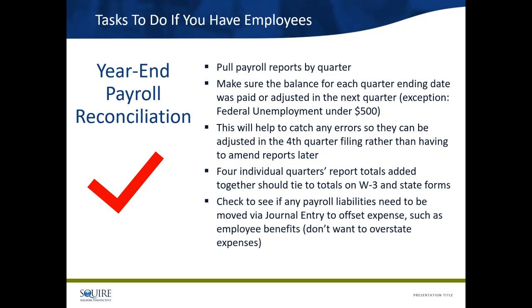So, but the other ones, that should be equal to what's adjusted off next year. Otherwise, it has an error. So it'll help you catch any errors that you might have, so you can adjust it in the fourth quarter filings instead of having to amend reports.